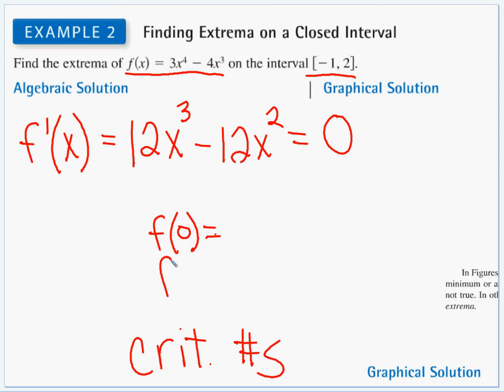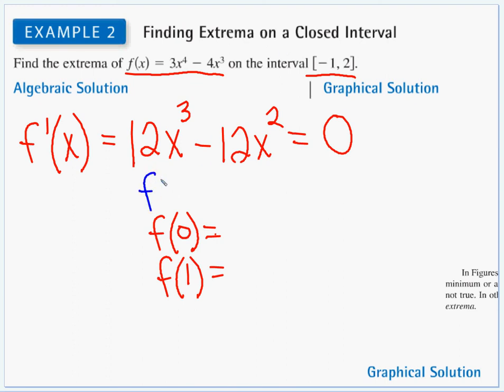I'll switch to blue ink. We're going to find f of -1, and we're also going to find f of 2. I like that with the different color ink. The critical numbers come in the inside of the interval. The endpoint numbers can also be mins and maxes, so we're going to also check those. And again, we're always going back to our original function.